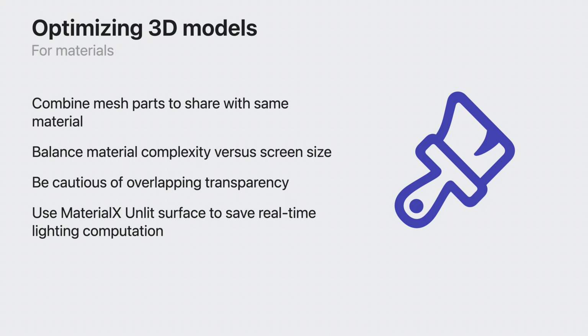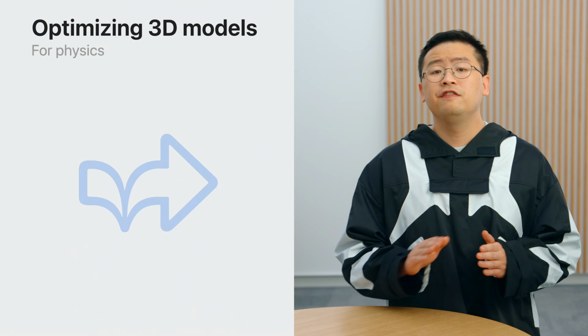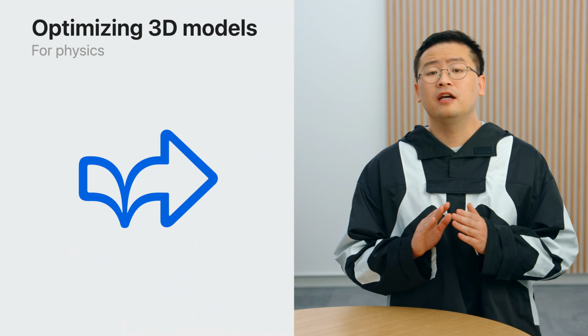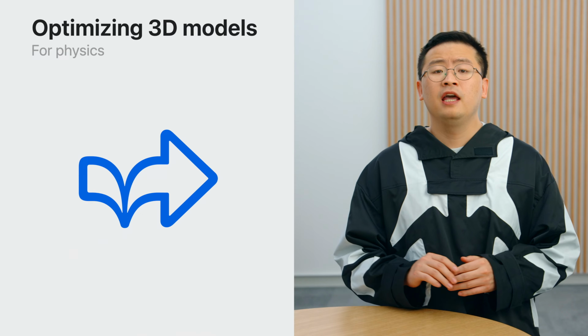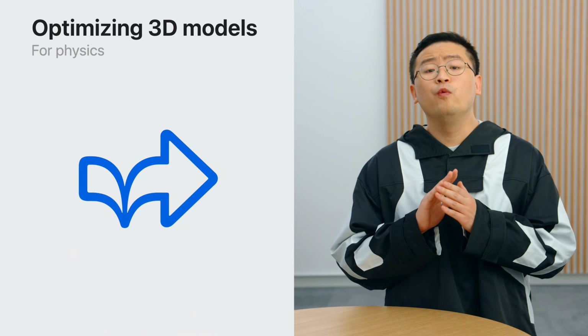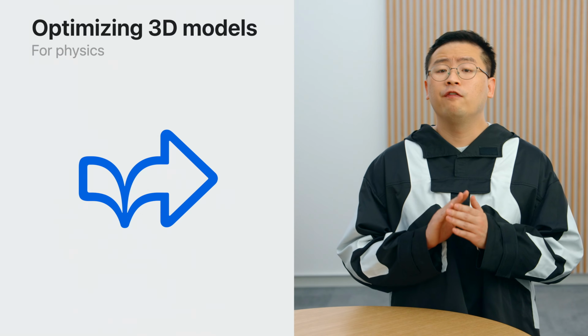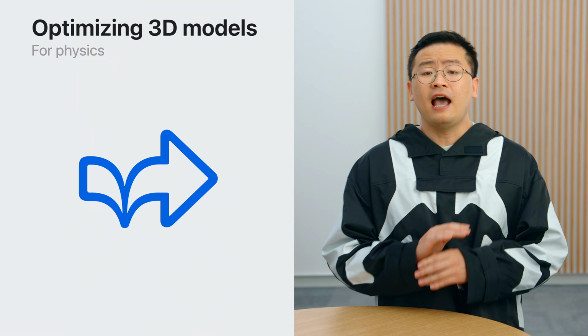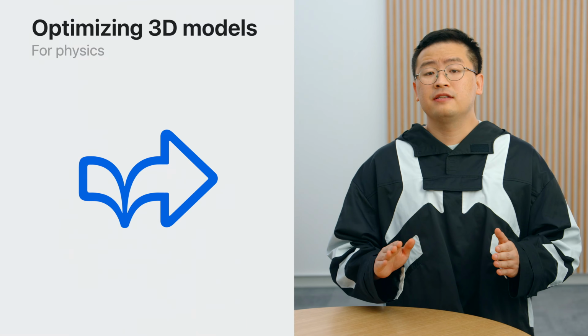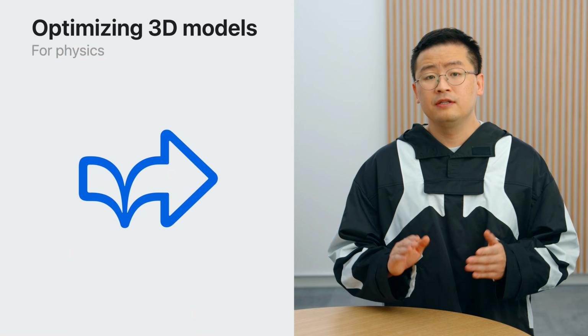Also, if you have baked lighting or some parts of your mesh do not even need lighting, we recommend using MaterialX unlit surface to save real-time lighting computation. Next, let's look into physics. Physics simulations sometimes can be computationally expensive, especially in cases where the physics system performs collision detection and simulates realistic effects like gravity and springs.